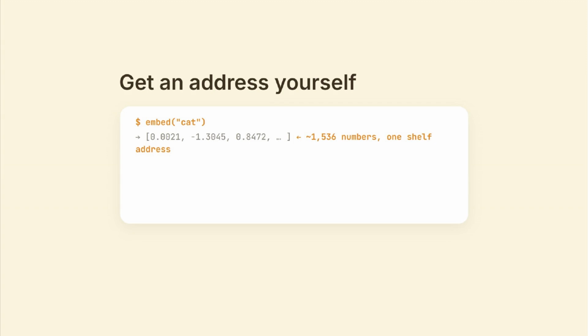One more for the people who stayed. You can get a shelf address yourself today. Every AI provider has an embeddings endpoint. Send the word cat. Get back the address. Roughly 1,500 numbers, depending on the model. Then the measuring tape. Similarity of cat and kitten, 0.92, same aisle. That 0.92 means they're on the same few shelves.